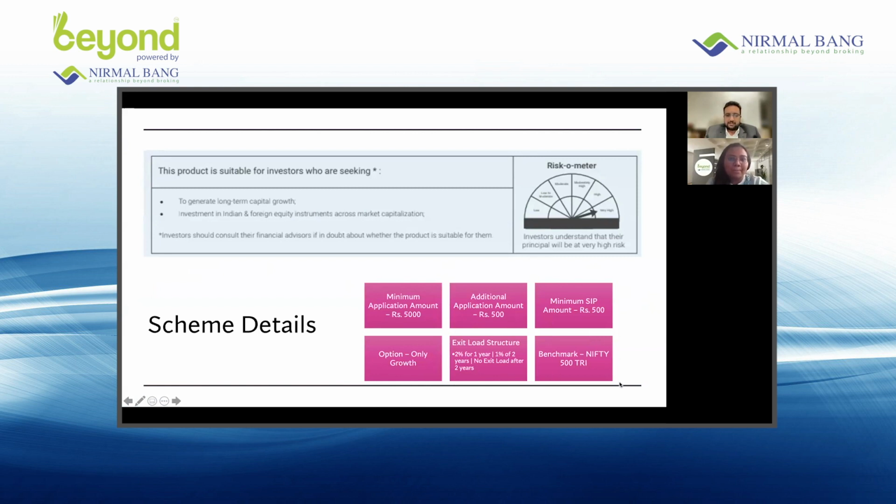The benchmark is the Nifty 500, and there is a 2-year load structure. So please understand, this is an equity product. It is not a balanced advantage fund. It is not a liquid fund. It is not for trading. It is not for short-term investors. If you are investing in this fund, investors have to take a 3 to 5 year view.